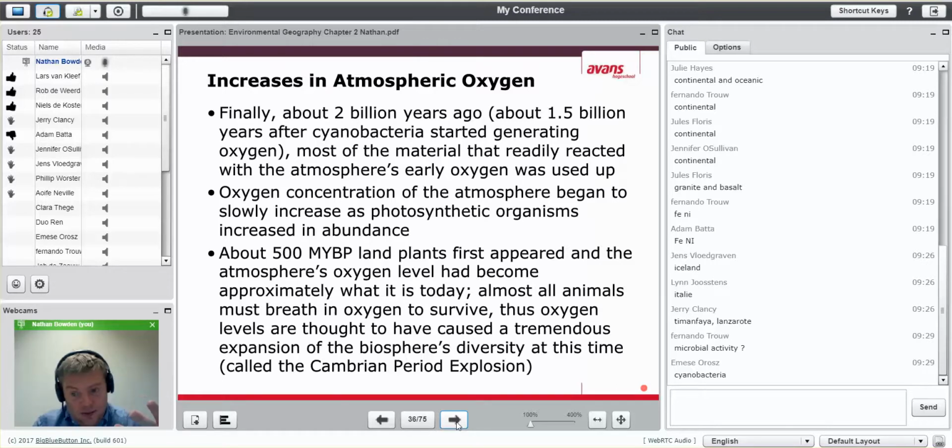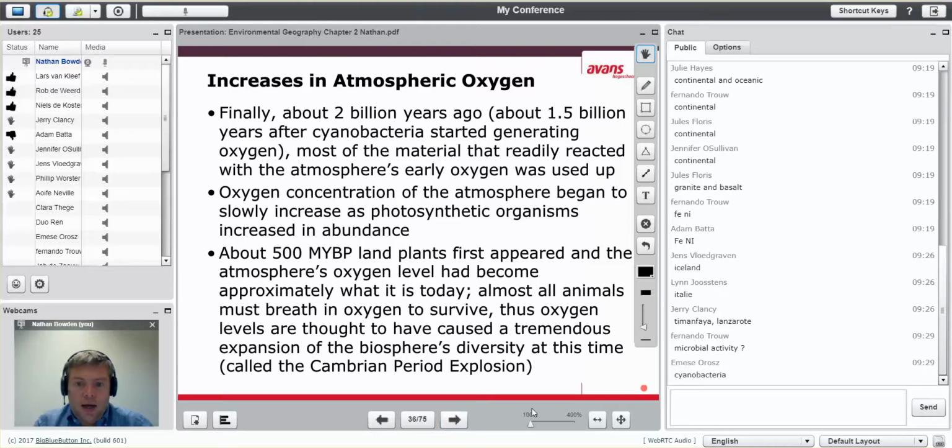So as cyanobacteria slowly evolved into larger, more complex, and then eventually vascular plants, which then populated the land around us, came out of the oceans. So about 500 million years before present, the land plants appeared, and that's when the oxygen levels became what it is today. So the cyanobacteria kicked it off. These cyanobacteria gradually, slowly evolved into land plants and vascular plants, which really kicked off the oxygen that we have today. And because of this, there was a tremendous expansion of the diversity at this time.